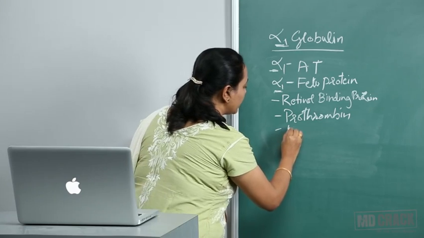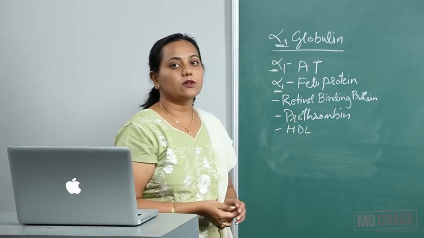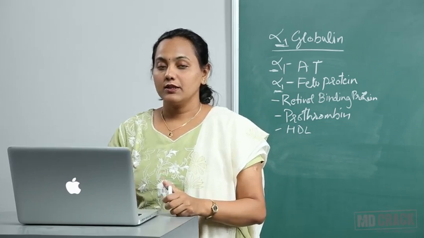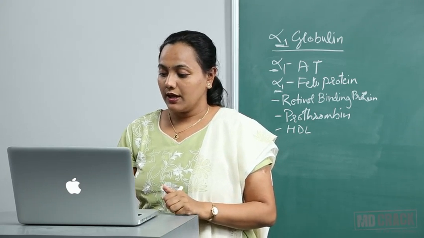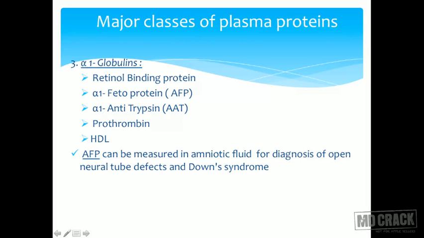There is also HDL, high density lipoprotein, which is also an alpha 1 globulin. So these are the main important proteins present in the alpha 1 globulin fraction. Now I have given here the clinical importance. AFP, alpha 1 fetoprotein, can be measured in the amniotic fluid for the diagnosis of open neural tube defects and Down syndrome. So it is used in the prenatal diagnosis of Down syndrome or neural tube defects. That is when in the amniotic fluid AFP levels will increase. AFP is also used even in adults as a tumor marker for hepatoma.